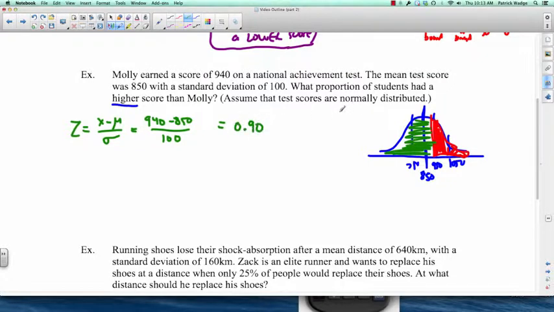0.90. So remember, what we've done is we've taken this drawing and we've switched it into this drawing, the normal standardized one, with a mean of 0, 1, 2, and -1 and -2. And this value here, that 940, is 0.9 standard deviations above. So it is right around here. All we've really done is switch the numbers, and now we know how many standard deviations above it is. And we want to know what the area is below. So we're going to look up 0.90 on our table.